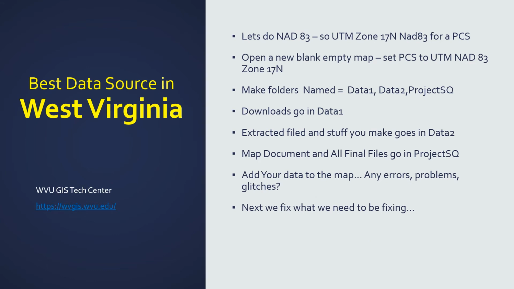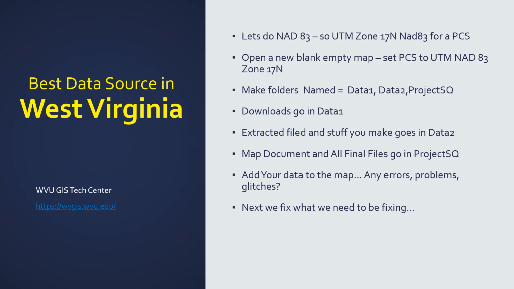The projected coordinate system for the map document, for the data frame, is UTM NAD 83 Zone 17 North. We're going to make a couple of folders for the stuff we're going to download: Data 1, Data 2, and Project SQ. Everything that we download, big old zip files, is going to go in Data 1. That's our reserve copies in case we mess something up. We're going to extract all the data from those zip files in Data 1 into Data 2. Data 2 is where we're going to put all this stuff and whatever we make.